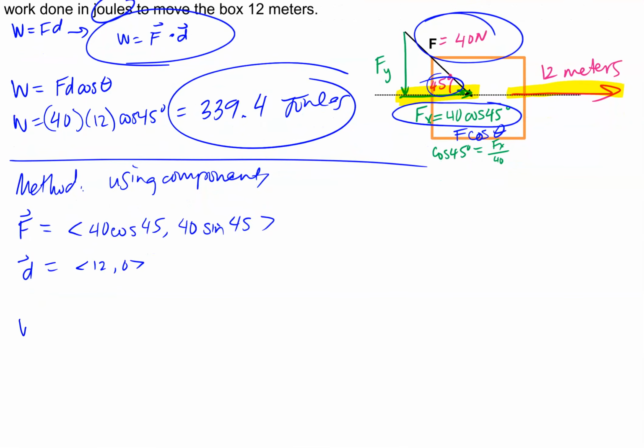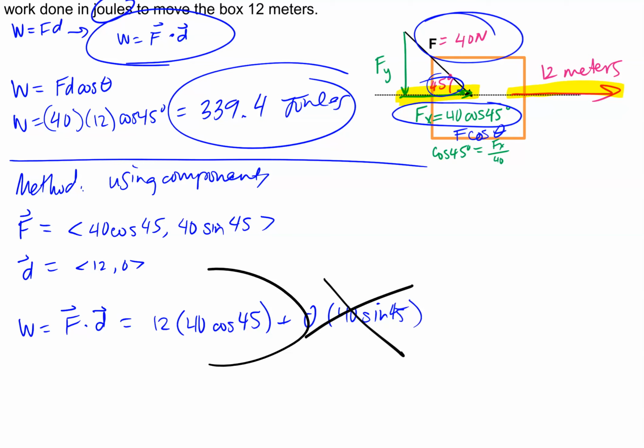So if I take the dot product, right, force dot distance, right, we multiply our x's together. So I have 12 times 40 cosine 45 plus 12 times my y, which is 0, right, because that's the y. Here is 0 times sine of 45 degrees. What you notice is, 0 times anything, that goes away. This is exactly what we ended up with up here.